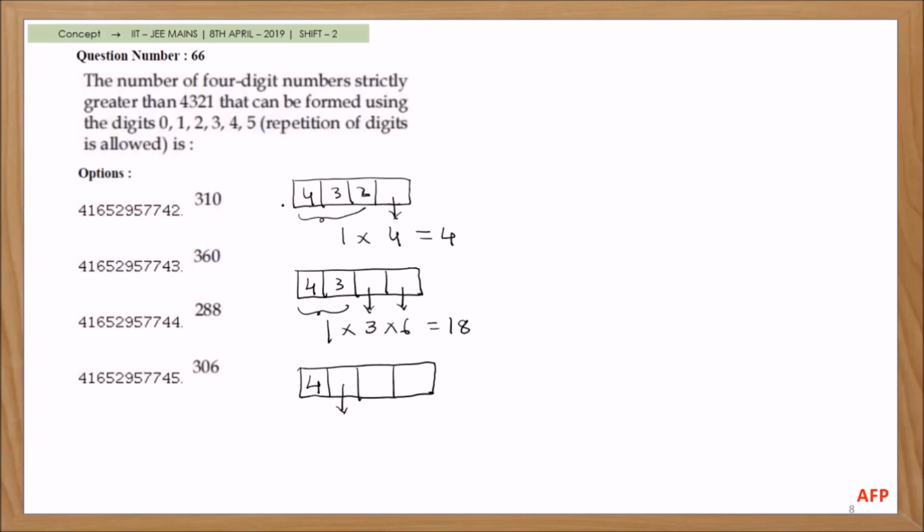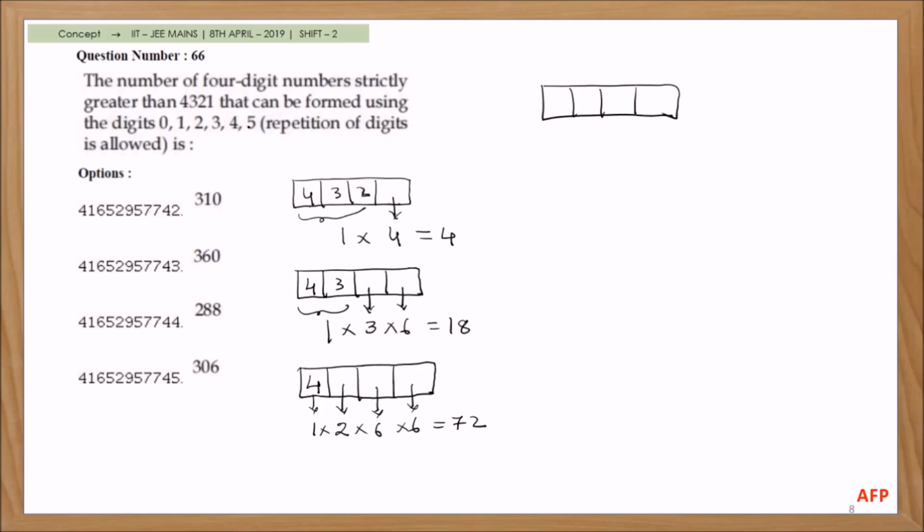Now we will place 4 here, and 3 here. More than 3 means we have only 2 possibilities. Here we have all 6 possibilities, and here also all 6 possibilities. Here it is only one possibility. If you go for multiplication, what you get is 72. Next, the last possibility we will draw here.